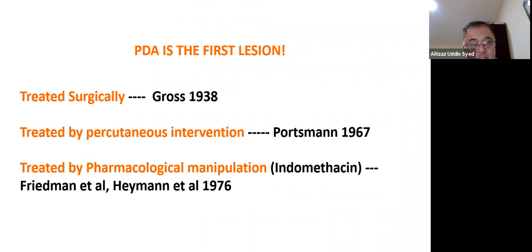PDA is a funny lesion because it has three firsts. It was the first lesion treated surgically, and I think that started congenital heart surgery, when Gross ligated a PDA in 1938. It was also the first lesion to be treated by percutaneous intervention in 1967. And it was the first lesion treated pharmacologically, as you know, by indomethacin in 1976. And these days, in neonatal PDA, usually the first trial is medical treatment, by pharmacological manipulation. It is done commonly in the neonatal ICUs.